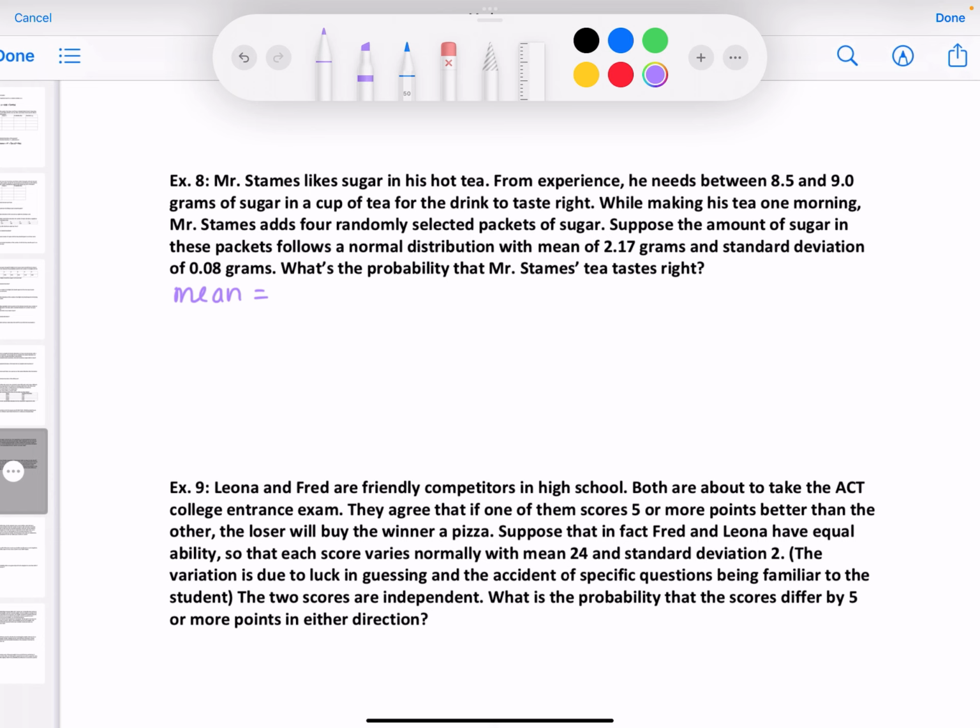Okay, Ethan, what is the mean of the 4 packets of sugar? So it's 2.17 times 4. So that's 8.68. Did you do it in your head? Yeah. Oh my word, what are you, a calculator? Something like that. Yeah. Whoa!